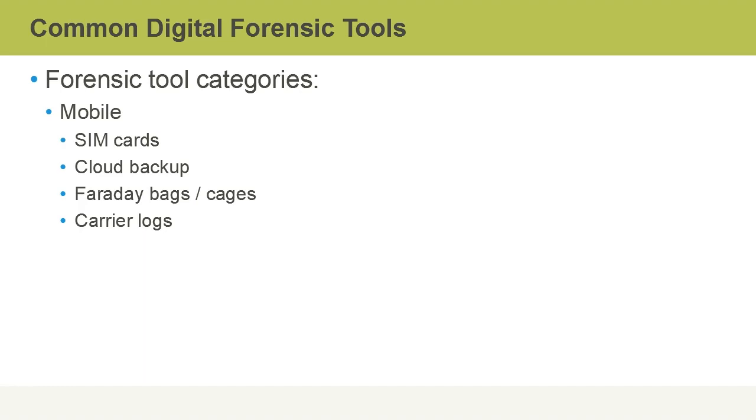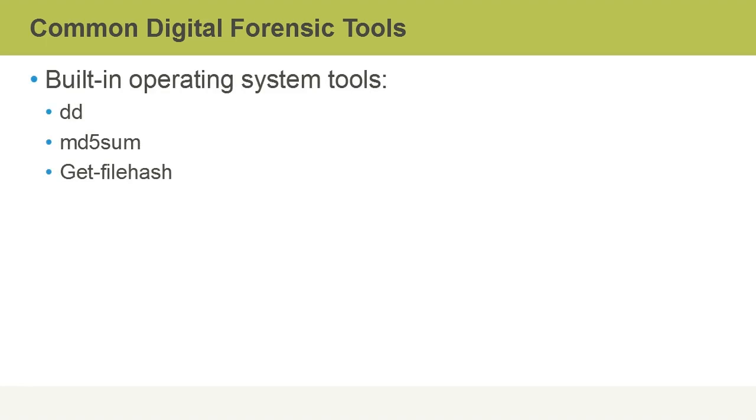Finally, we might even take a look at the carrier themselves, for example, a telecom carrier, and ask for their logs related to activity on a given smartphone. There are built-in operating system tools that we can use for things like forensic analysis. So think, for example, of the Unix and Linux dd or disk dump command, which can actually be used to take a copy of an entire disk or a partition.